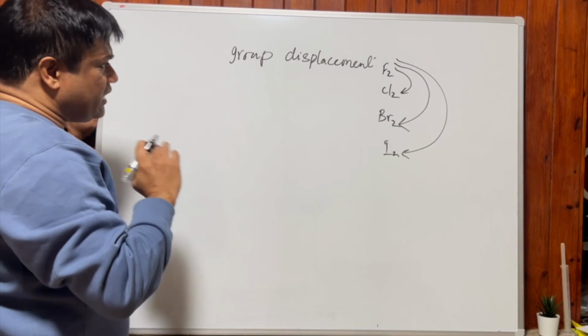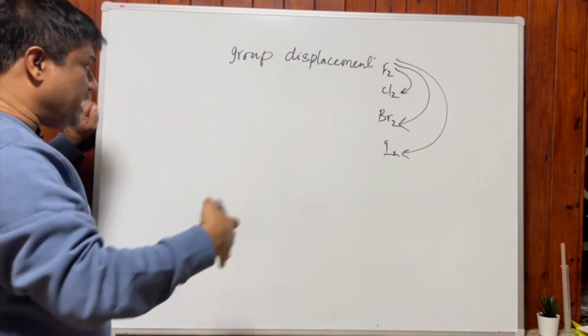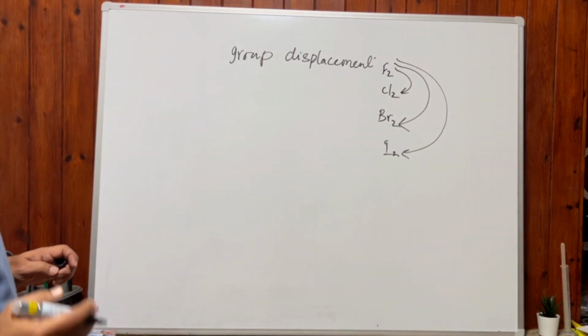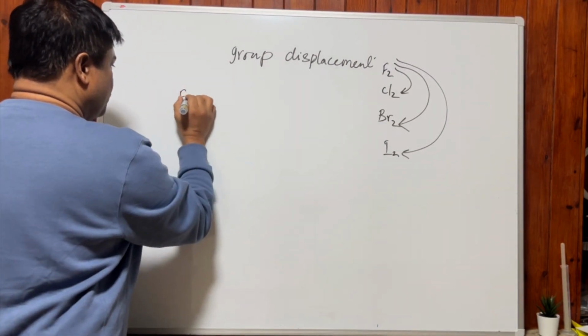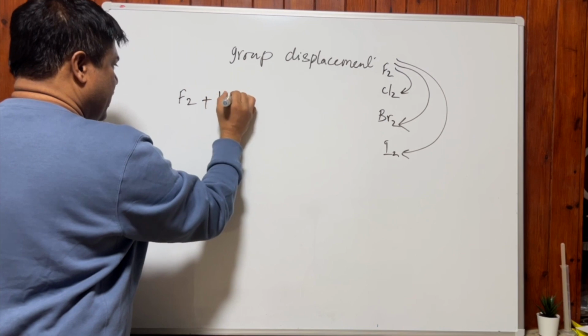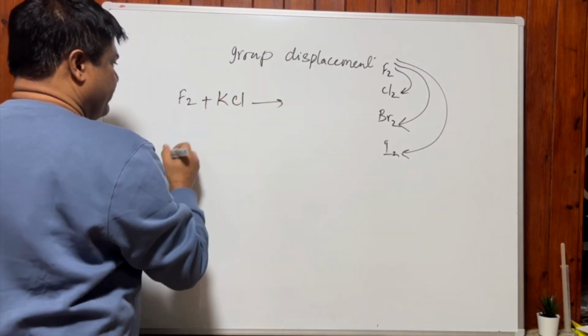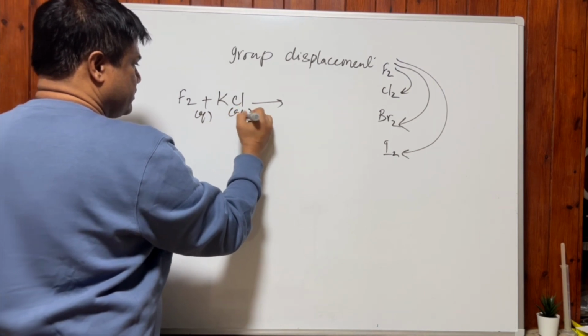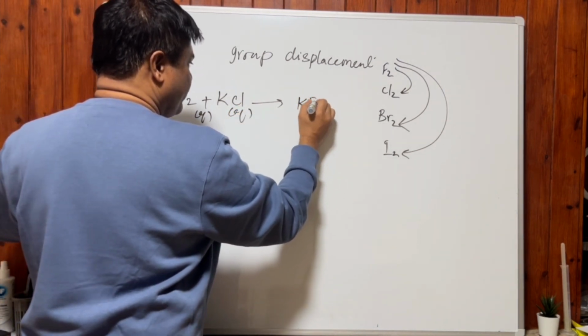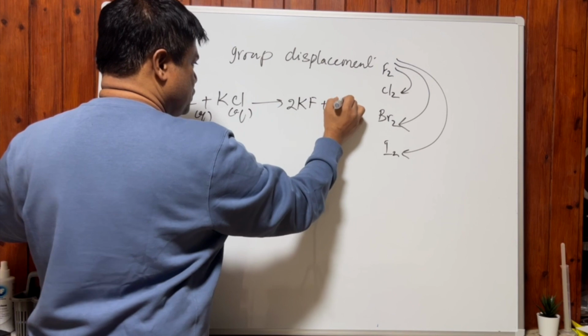Fluorine is highly electronegative, or highly reactive, so fluorine can displace chlorine, bromine, iodine. F2 plus KCl aqueous gives KF, balance, 2 plus Cl2 gas comes out.